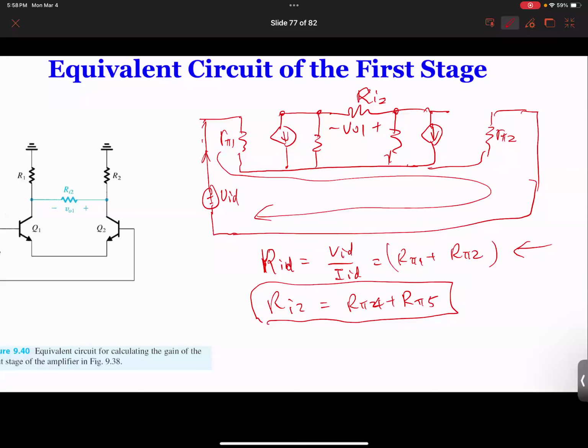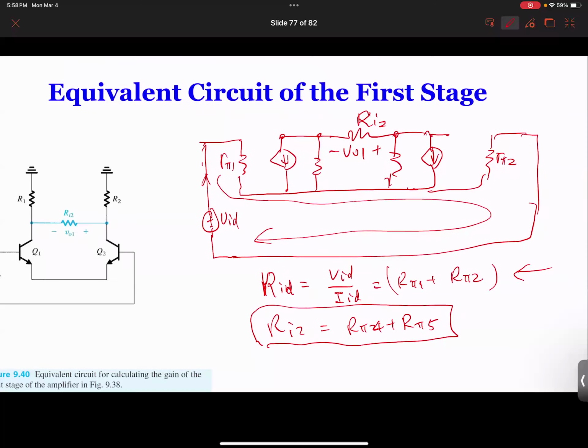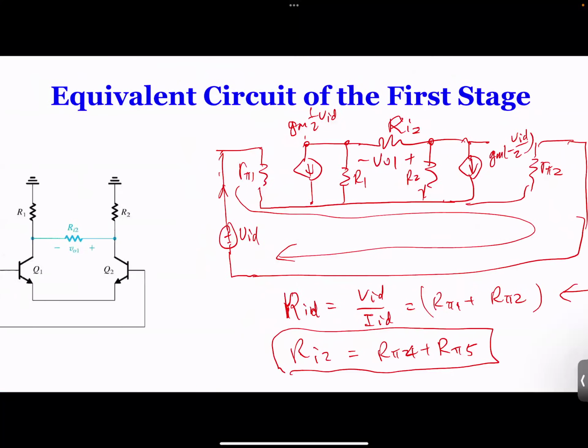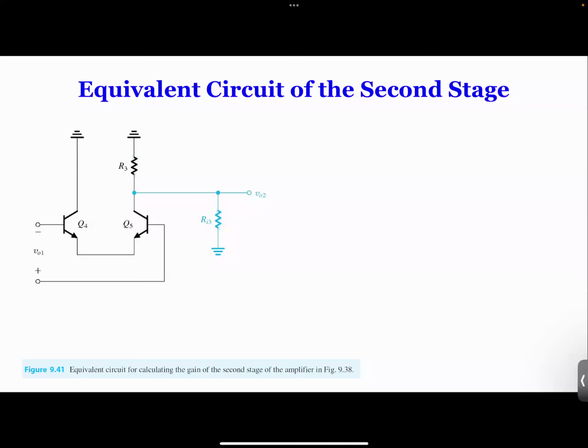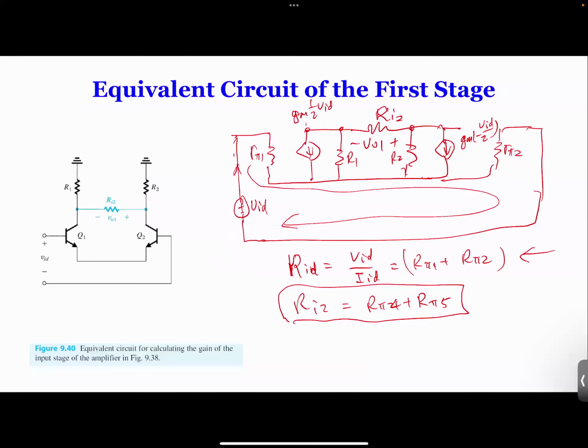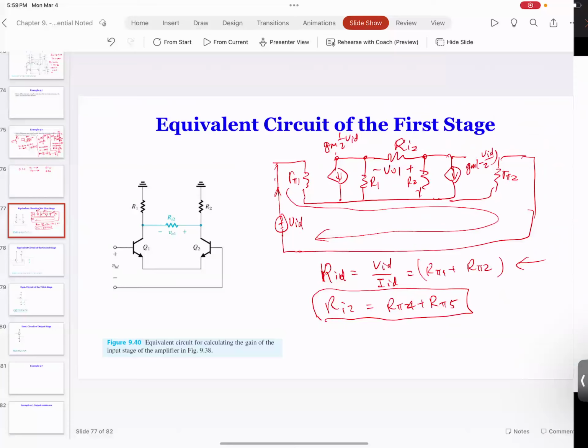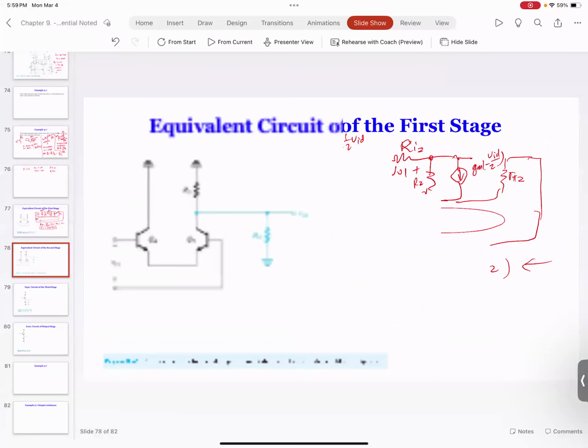If we look at the gain, this is GM times 1/2 VID, and this is GM times minus 1/2 VID, and this is R1, this is R2. I have to add a page. I don't have space. So I'm going to add another page.